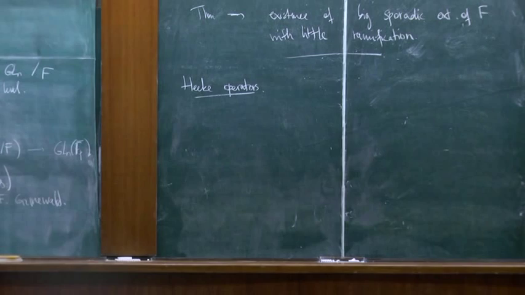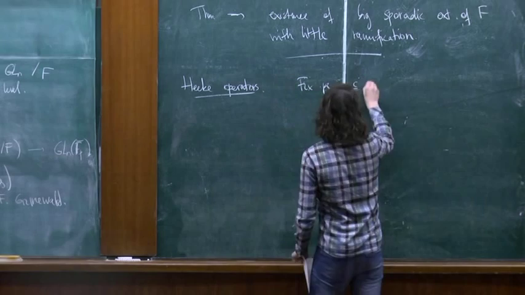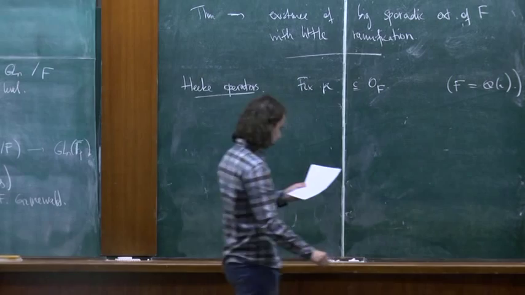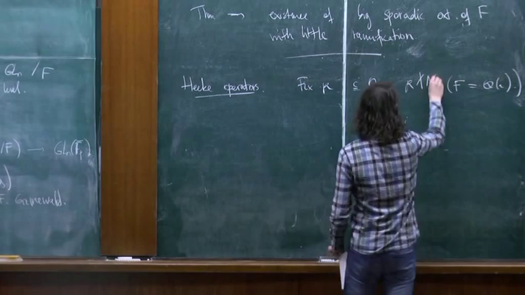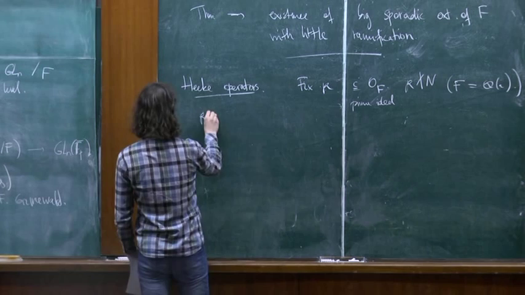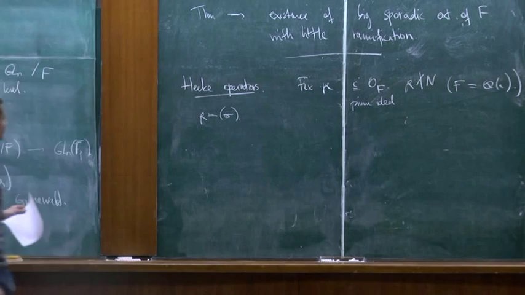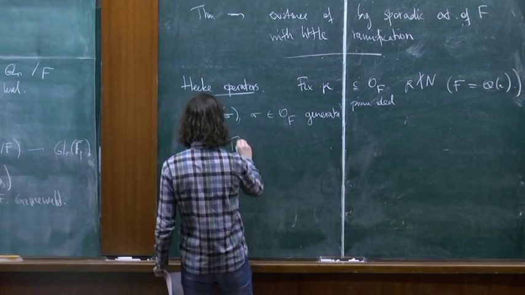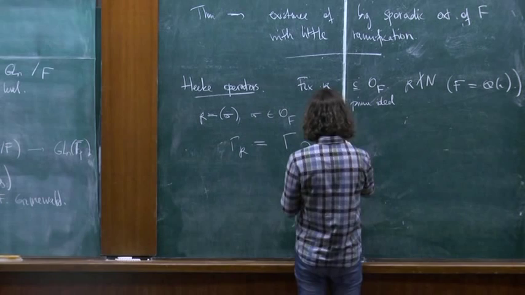So for this, let's fix some prime p in the ring of integers of my field F. I'm only doing it in this case where p does not divide my chosen level. That's some prime ideal. And because I'm in this case, this prime ideal is actually principal, so I can choose a generator. And then I can look at the subgroup gamma sub p, which is the intersection of my subgroup gamma with some conjugate of it.